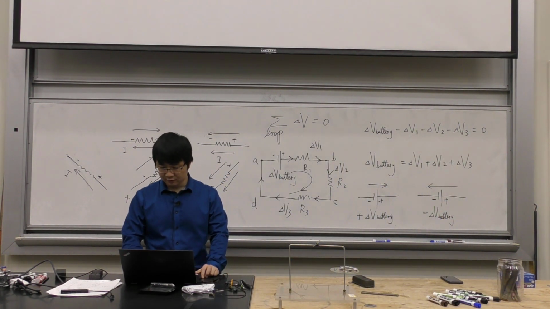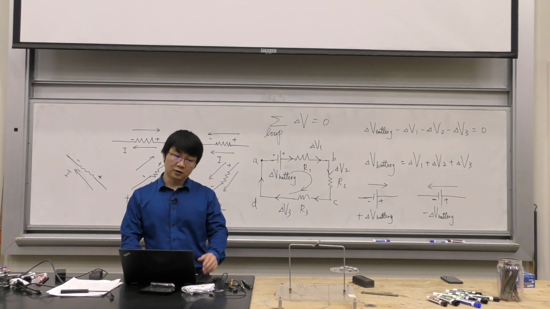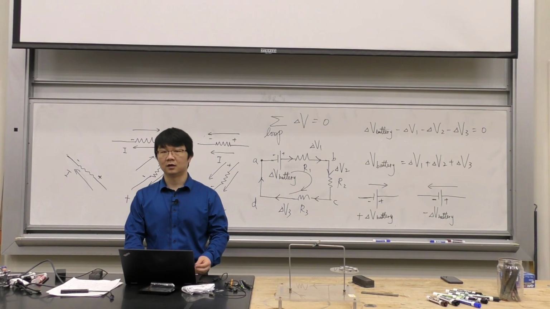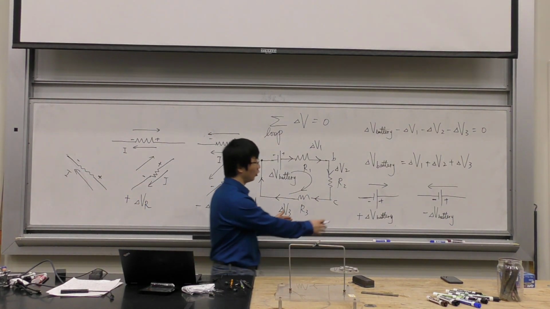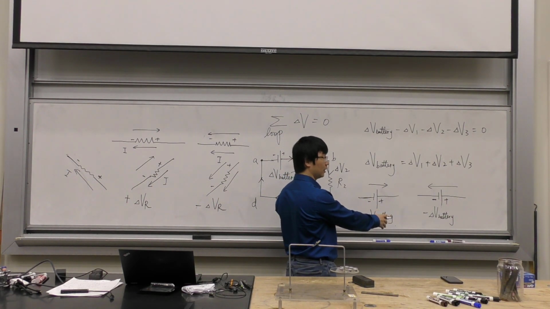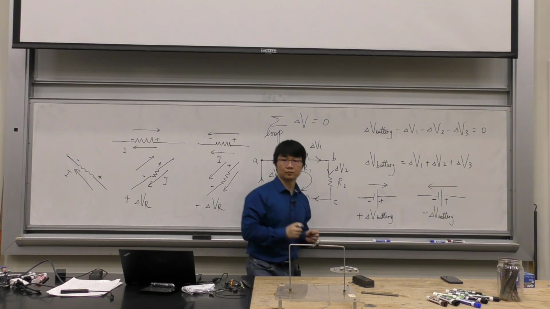Okay, so this is how we use this setup loop rule. It's a little bit more complicated than the junction rule, okay? But again, just follow all these rules we set up, okay? You can always get the right equation with the right signs, okay?